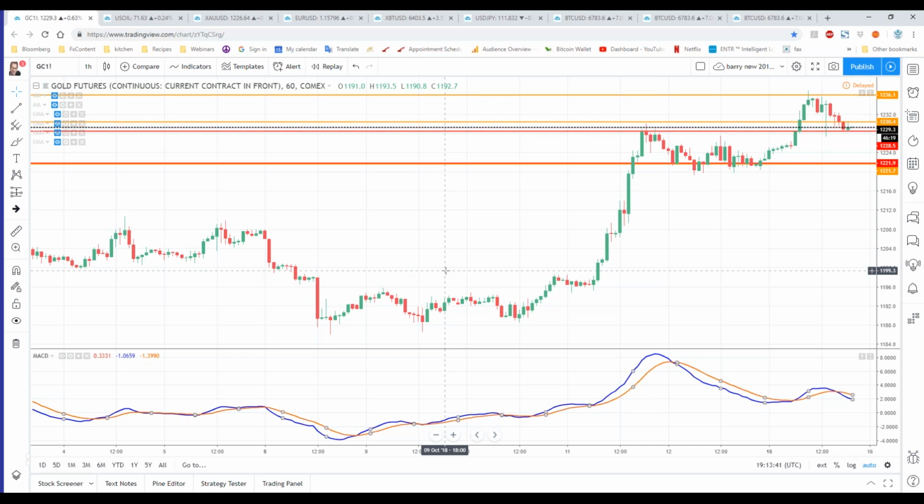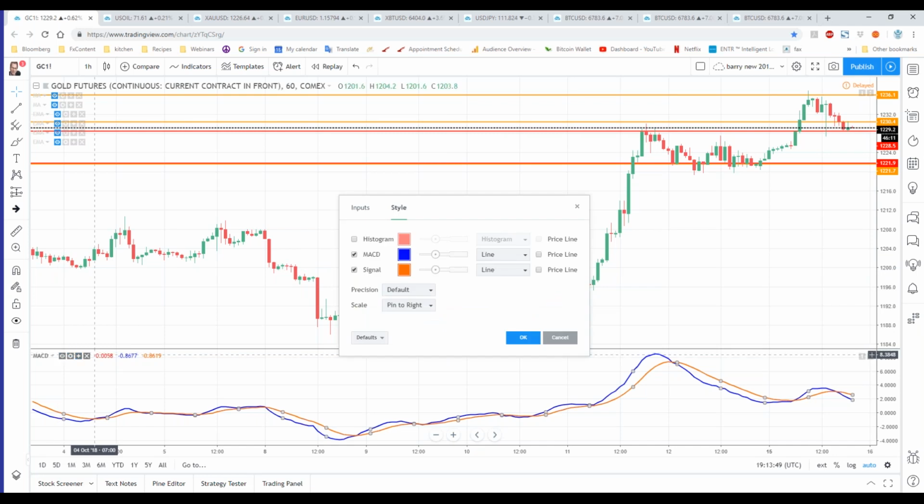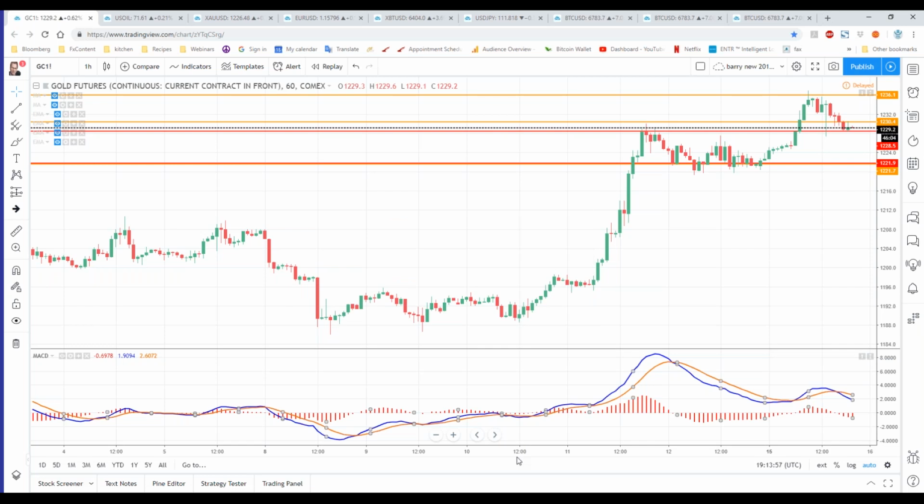And now we add what's called the MACD histogram. And the MACD histogram is simply the difference between the MACD line and the trigger line. So on the histogram, the MACD line and the MACD signal line always at a crossover will be 0. So it will always be 0 on the histogram.